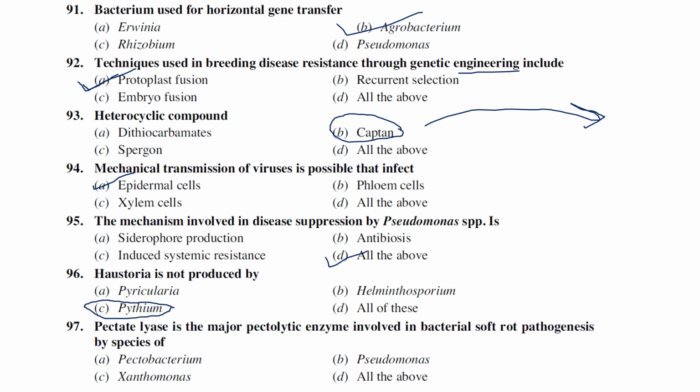Pectate lyases are the major pectolytic enzymes involved in soft rot pathogen species of Pectobacterium, Pseudomonas, Xanthomonas. They have mentioned something about soft rot, right? Which of the following genera is a soft rot genus? It is actually Pectobacterium. Pectobacterium generally causes soft rot diseases. So the answer is Pectobacterium.